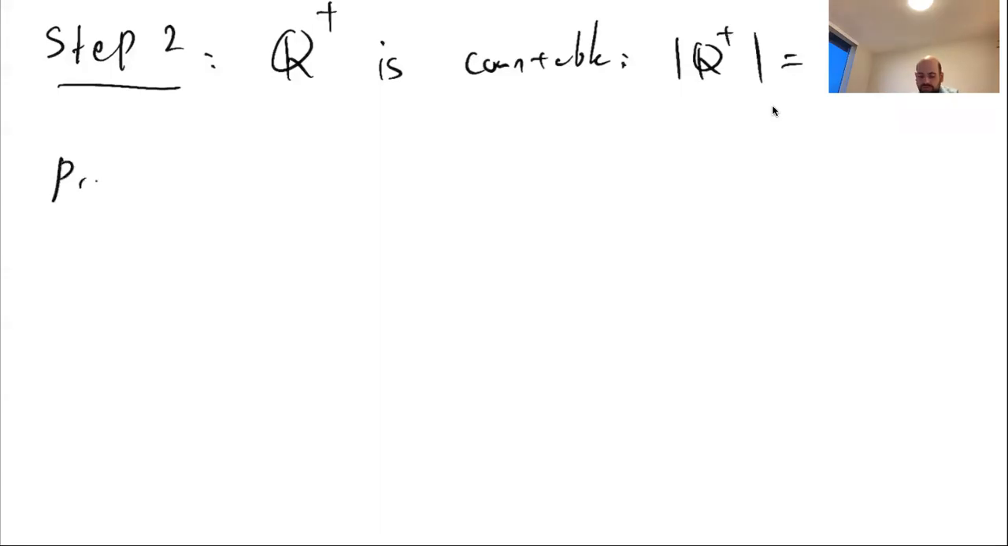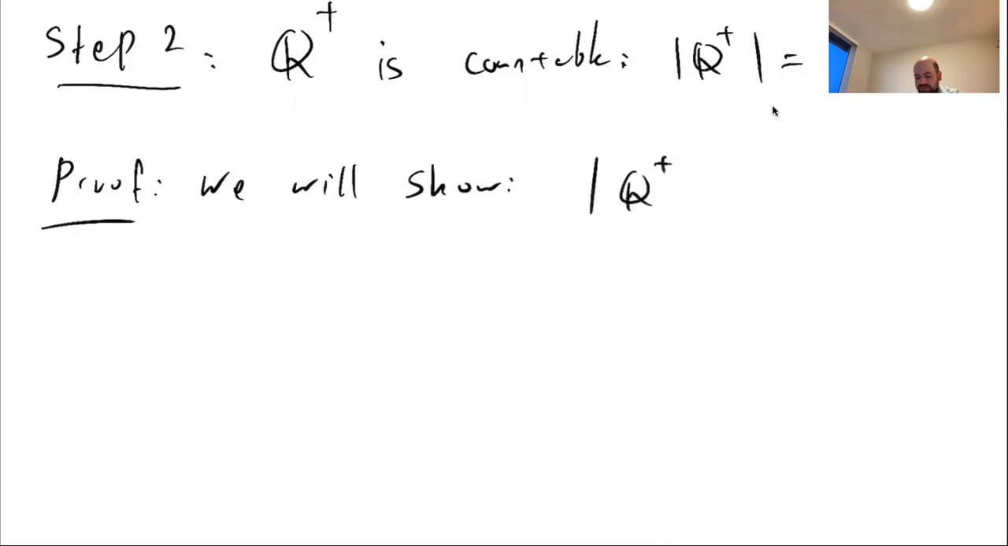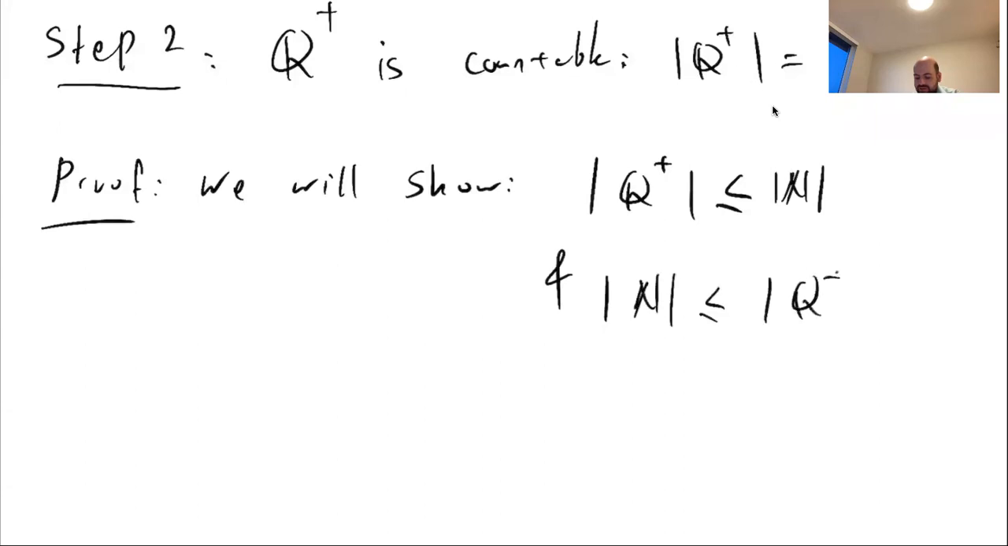Here is a proof for this. We will show that the cardinality of positive rational numbers is less than or equal to the cardinality of natural numbers, and the cardinality of natural numbers is less than or equal to the cardinality of positive rational numbers. These two together would imply that the cardinality of positive rational numbers and natural numbers are equal.